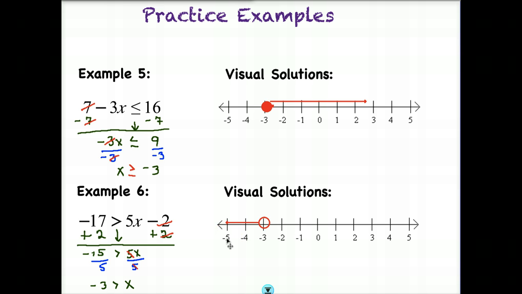Okay, this concludes your lesson on solving inequalities and representing their solutions graphically. Remember that you do it the same as you would any equation, with one exception. Whenever you multiply or divide by a negative number, you have to remember to switch the sign.